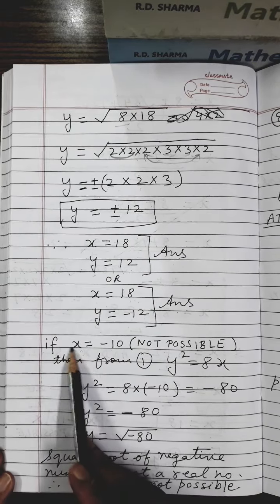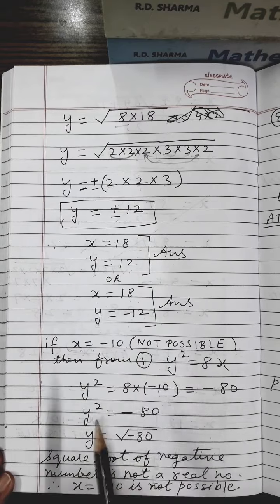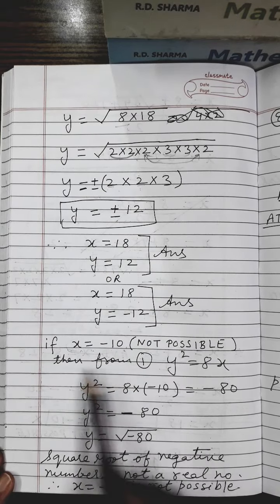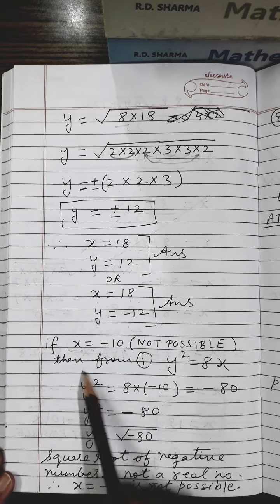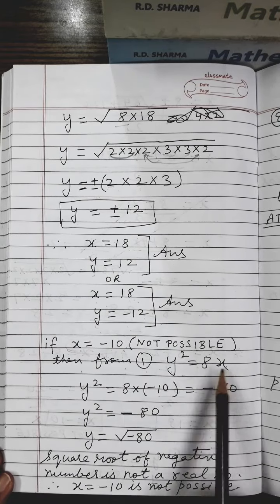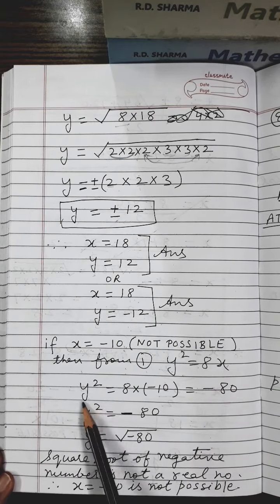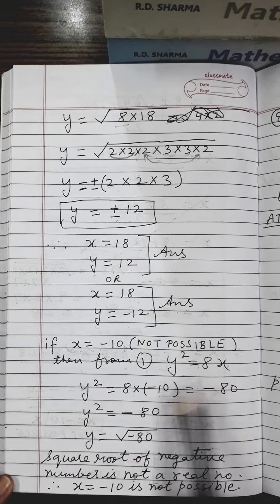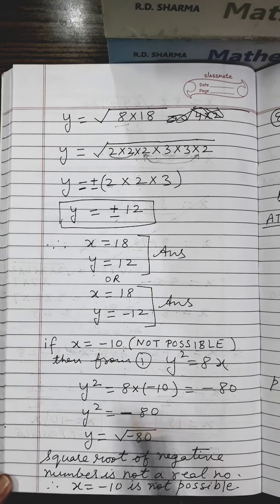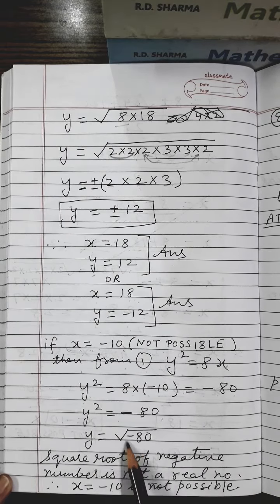Now come to the second value, which we obtained as minus 10. This value of minus 10 is not possible. Why is it not possible? Let us see. Your equation number 1 at the start was y square equals 8x. So put this value of x as minus 10 in this equation. You will get y square equals 8 into minus 10, which gives you minus 80. So y square equals minus 80. So what will be y? The square root of minus 80.